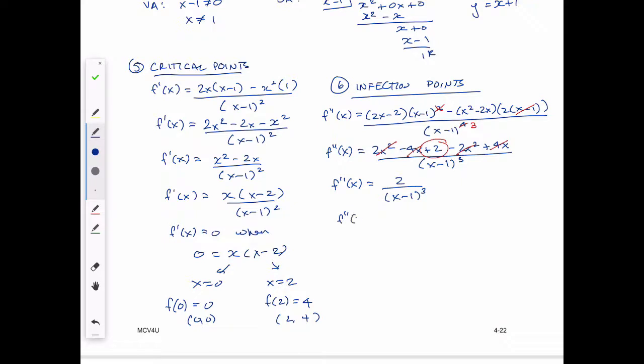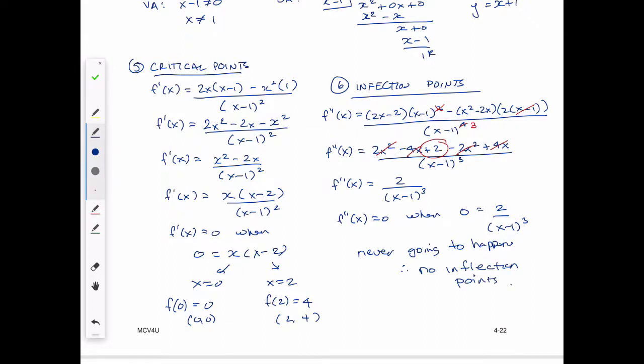And as always, when I set that to 0, that's never going to happen. Therefore, there's no inflection points. And we can do the chart. I'm not going to do the chart. I have no more space, and we have to draw the graph.